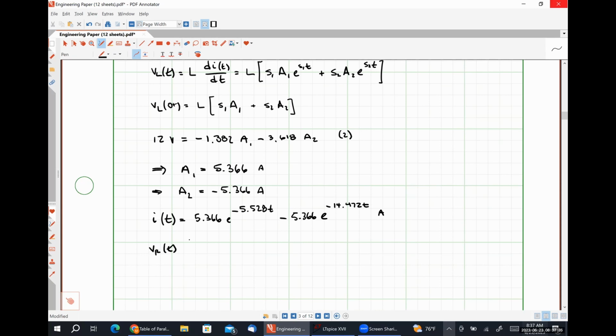VR is just 1 ohm times I of t. So that's going to be literally the exact same equation, except that we're going to change the units from amps to volts. So 5.366 e to the minus 5.528 t minus 5.366 e to the negative 14.472 t volts. All right, so what we're going to do now is simulate this circuit in LTspice and verify that we have done all of our analysis correctly.